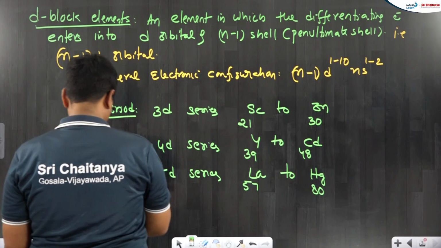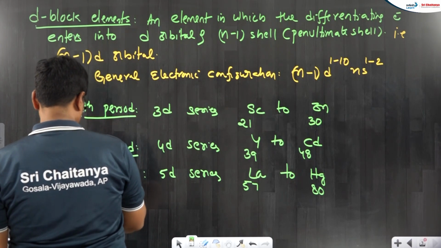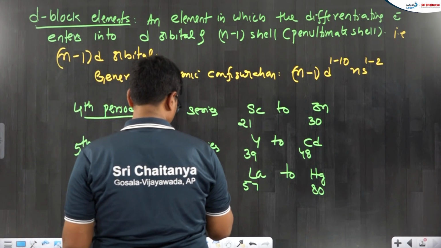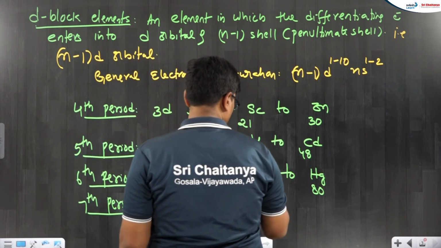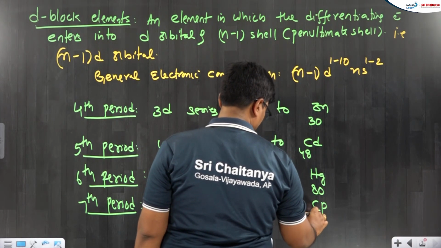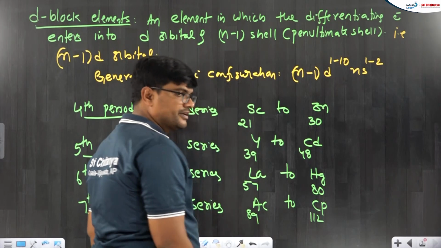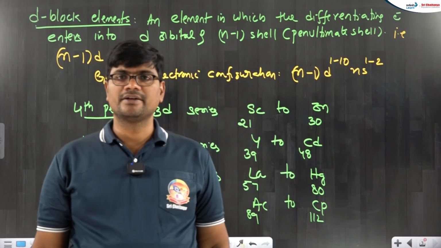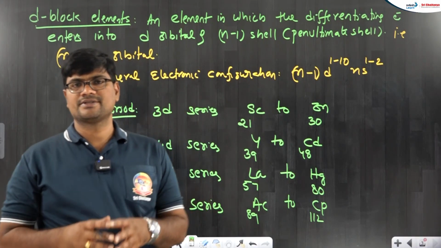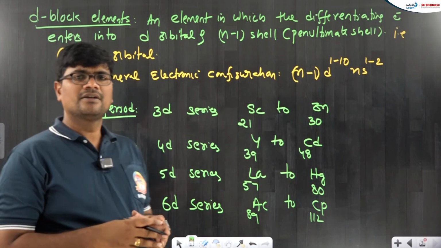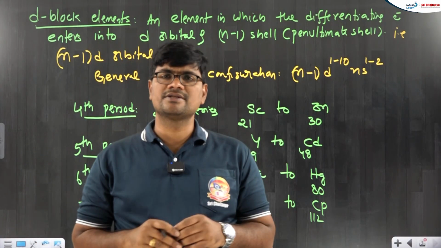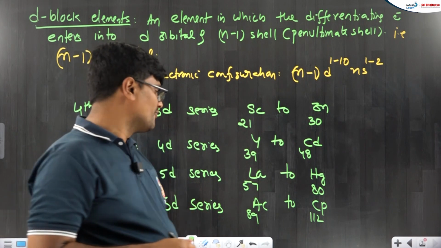And then in the seventh period, that is the 6d series, from actinium 89 to copernicium with atomic number 112. So these are the elements in the d block series. Then let us go for f block elements. Not all elements I am writing. The main point is that it is not about memorizing every element, it is about memorizing the position of each element in the periodic table.